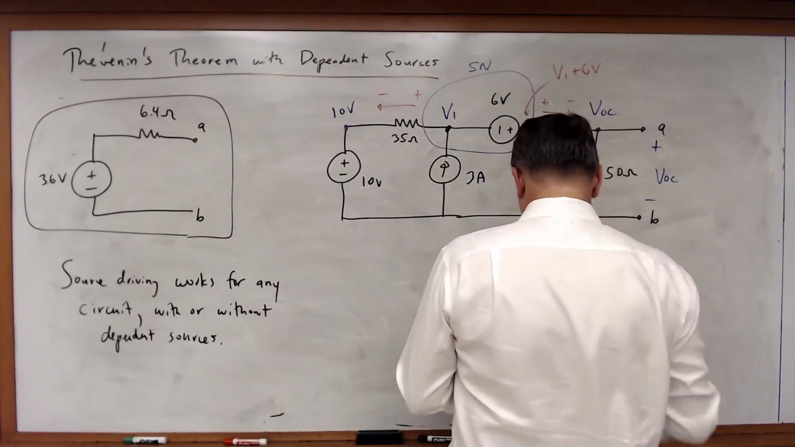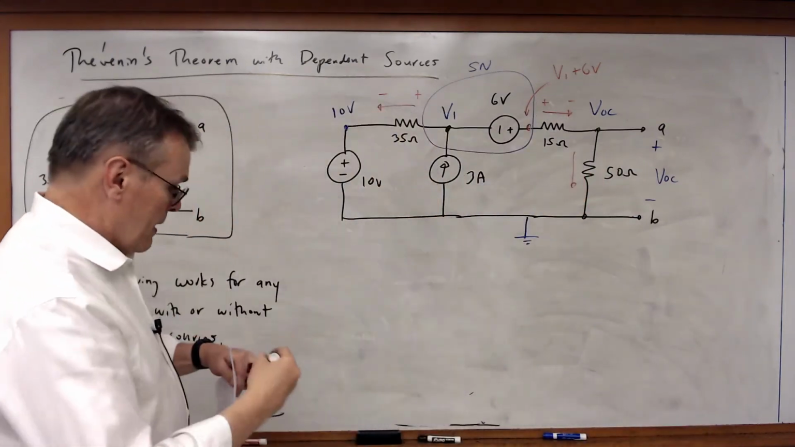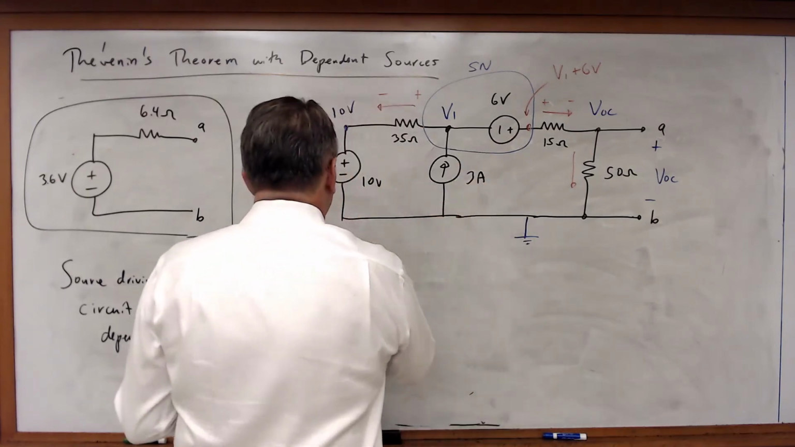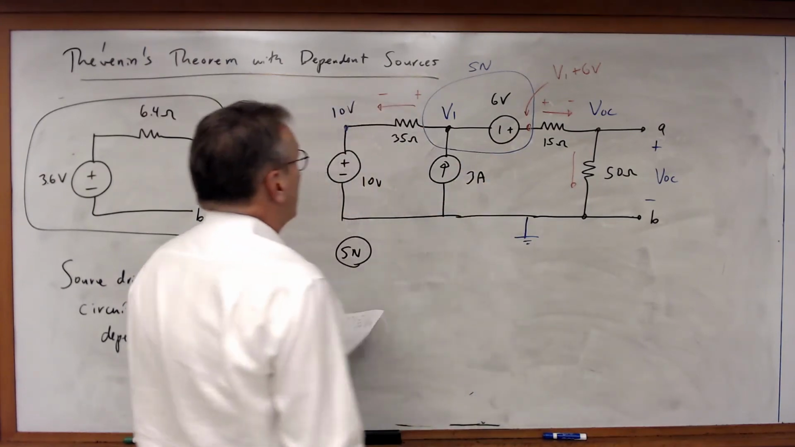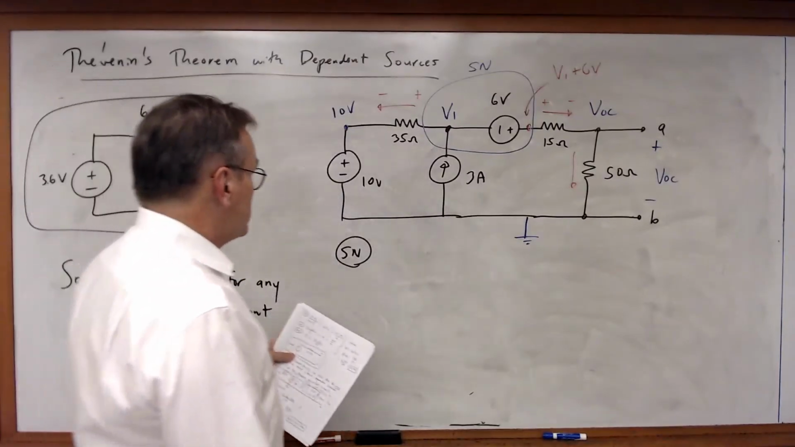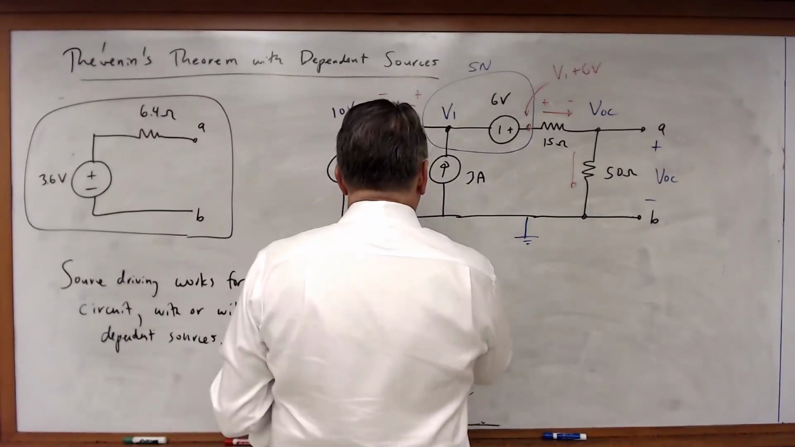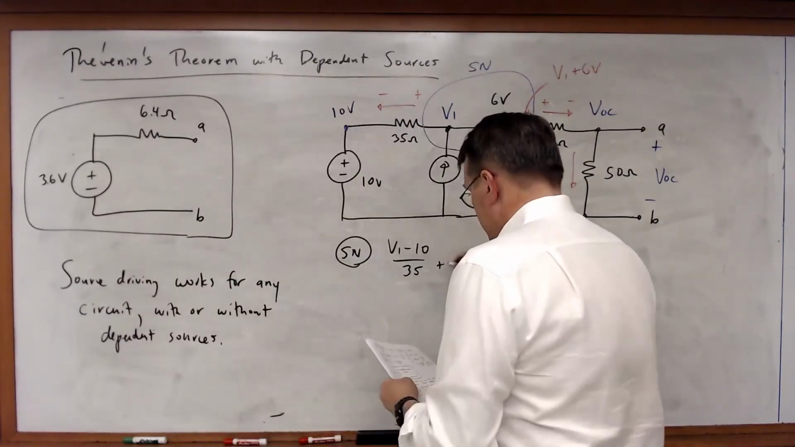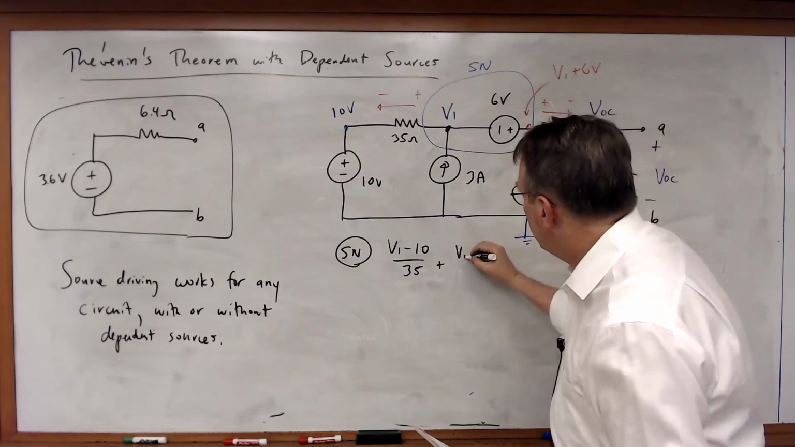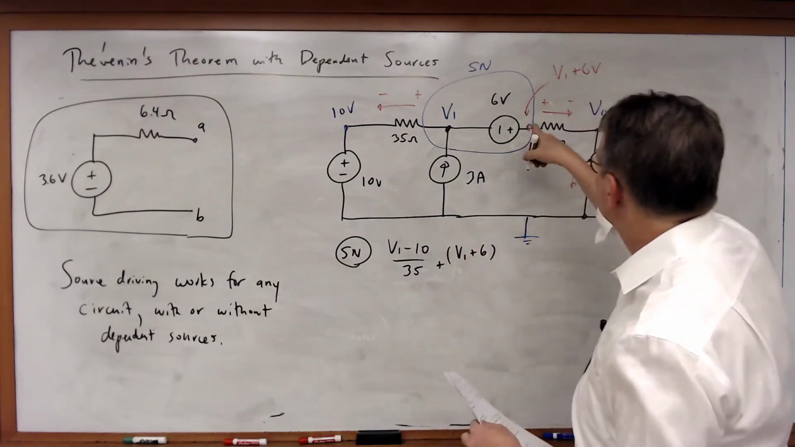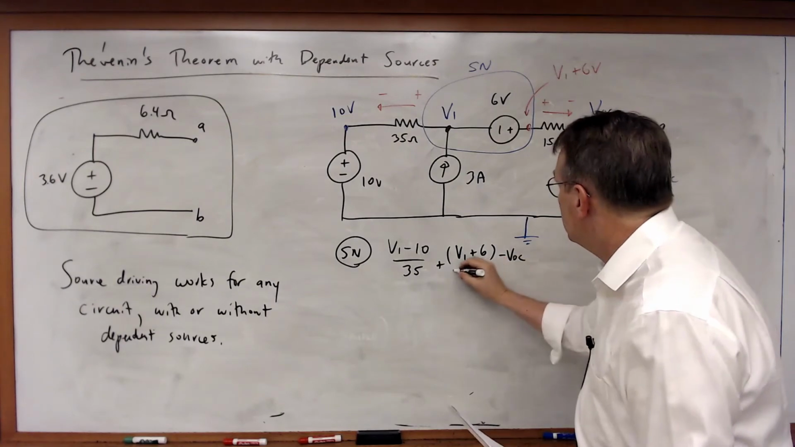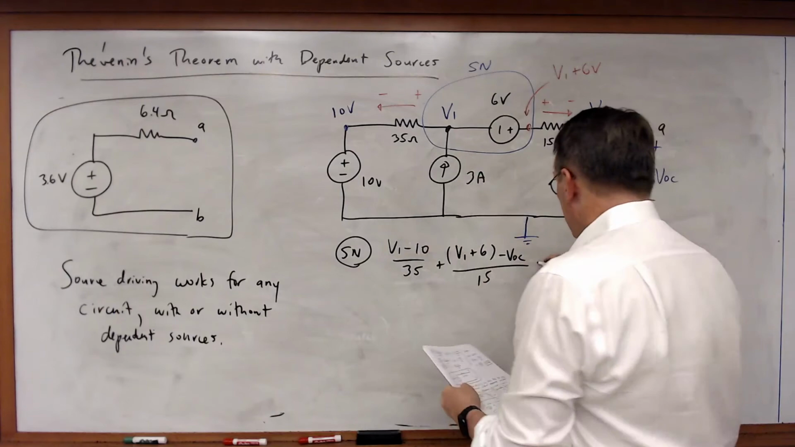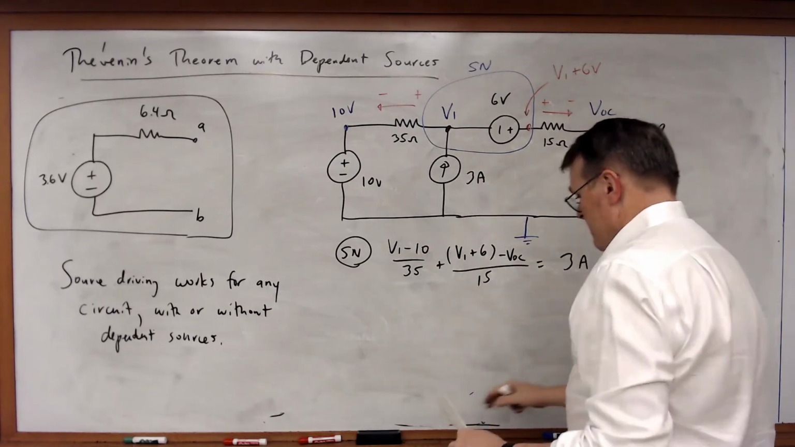And now I can go and write my KCL equations. For my supernode, I know that (V1 - 10)/35 plus (V1 + 6 - VOC)/15 going out must be equal to 3 amps coming in.